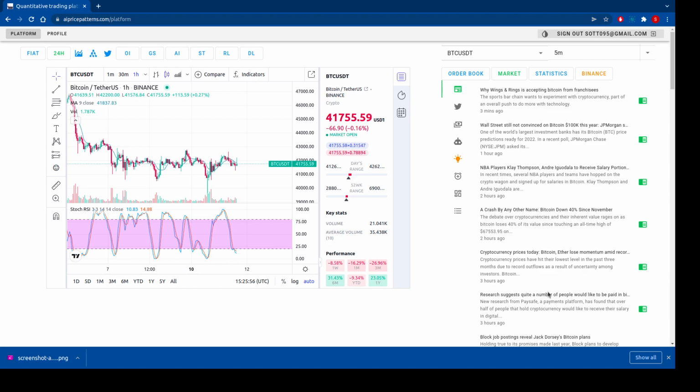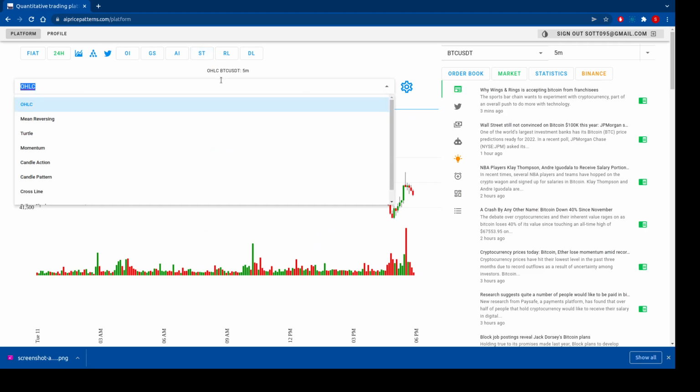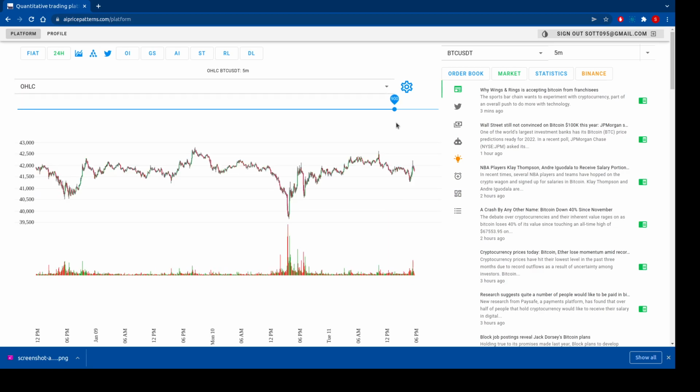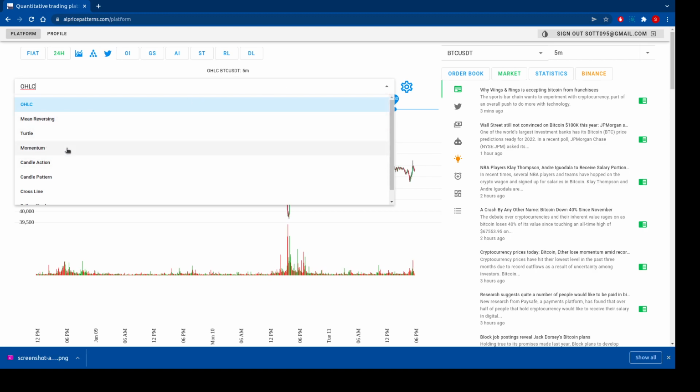Hi guys, I would like to show you some statistical strategies that you could use to improve your trading. You need to click on the button statistical strategy and you see some kinds of strategies. For example, I would like to use mean reversing strategy or momentum strategy. Let's see, for example, momentum strategy.